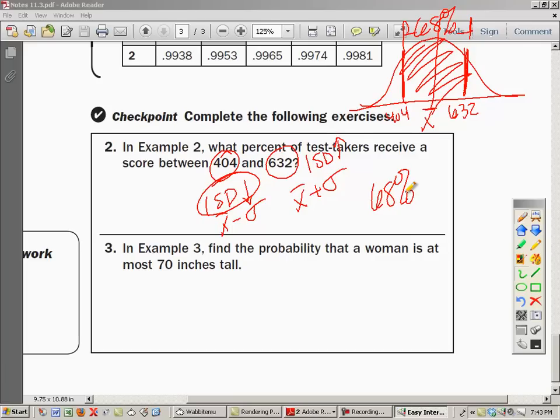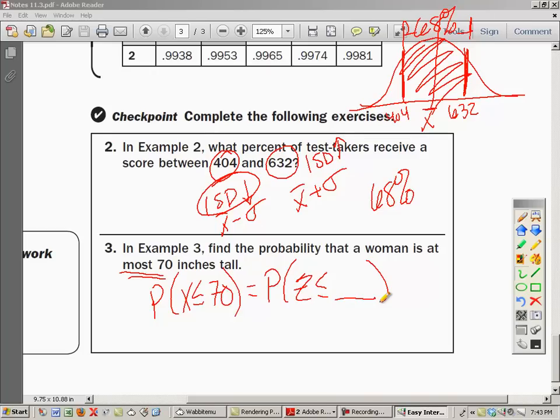Find the probability that a woman is at most 70 inches tall. So we want to find the probability that she is no more than 70 inches tall. The probability that x is less than or equal to 70 then becomes the probability that the z-score is less than or equal to what? Well, we have to calculate the z-score first. The z-score is the x value minus x bar, divided by the standard deviation. So the x value I want is 70, minus the average, 64.5, divided by the standard deviation of 2.5. That tells us our z-score that represents 70 inches is 2.2.